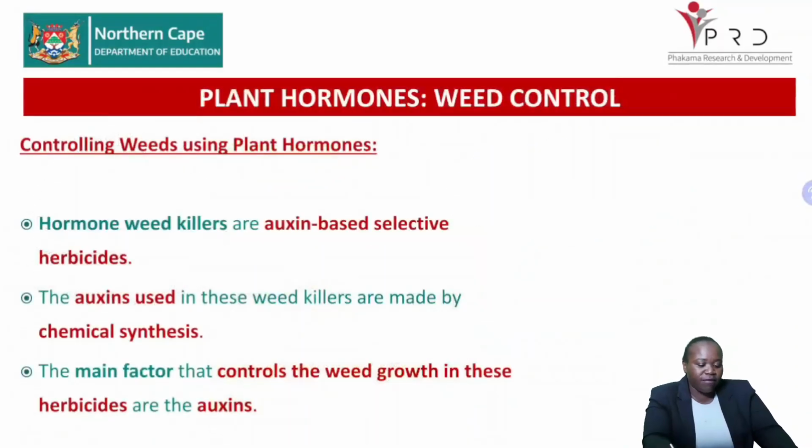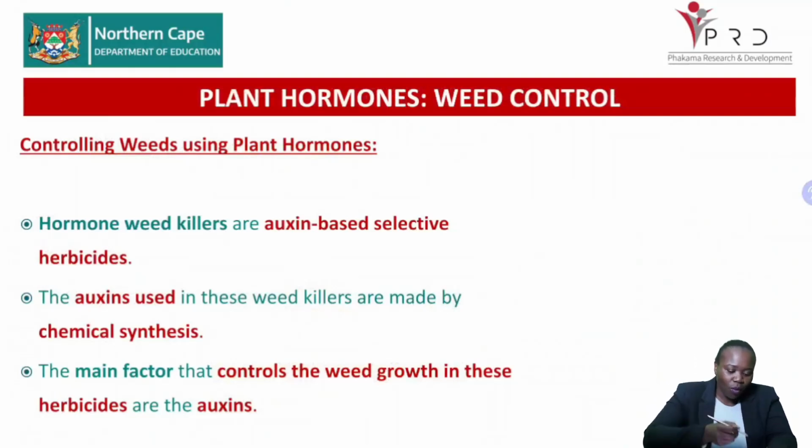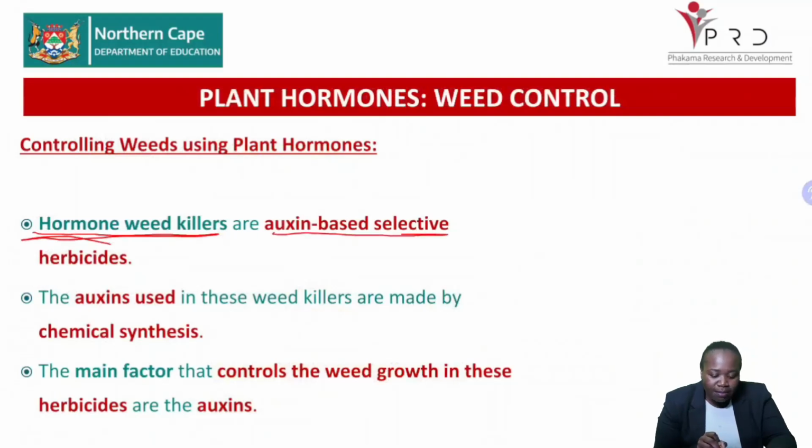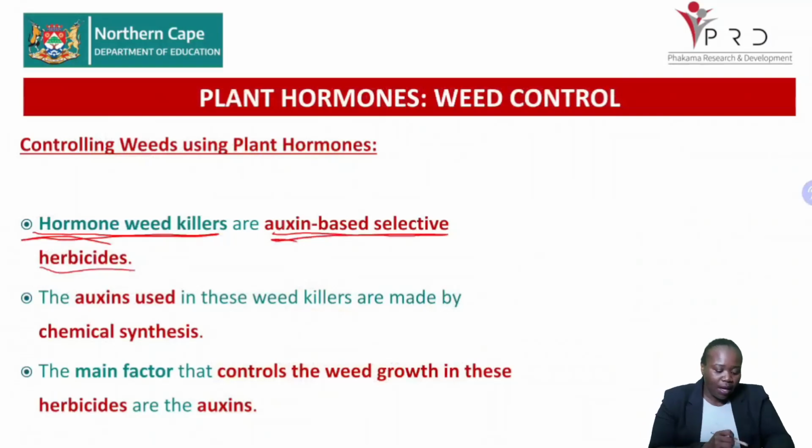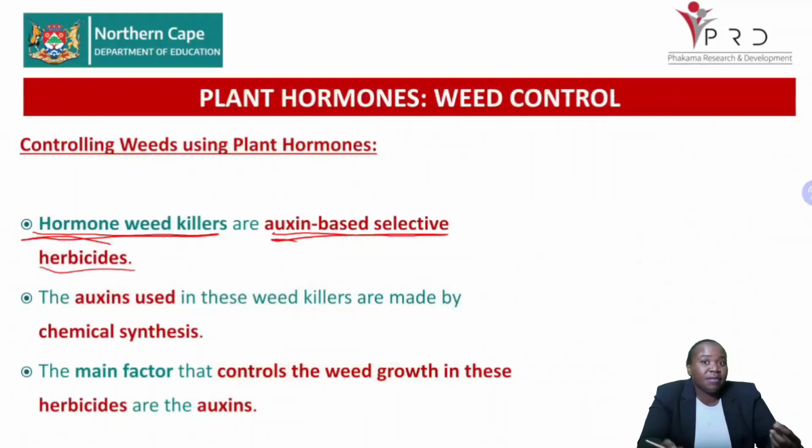Right. And then we have weed control using plant hormones, right? So when we talk about this, we have hormone weed killers, which are auxin-based selective herbicides, right? So they use auxins and they are these selective herbicides. So the auxins used in the weed killers are made by chemical synthesis, and we are going to look at what happens with these auxin-based selective herbicides.